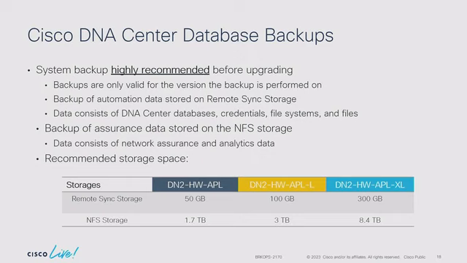What is assurance, by the way? Visibility and all these things. So you can have a backup for only automation, and you can have a backup for automation plus assurance. Which one should we take? I would love it if someone gave me this answer. Which one would we take? Automation-only data or automation and assurance?